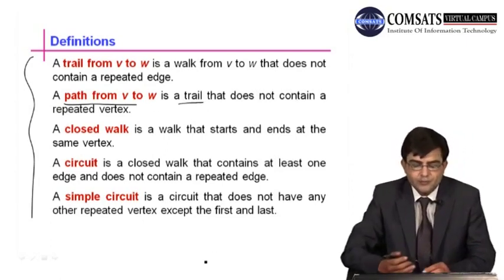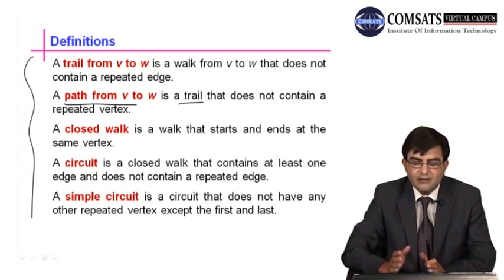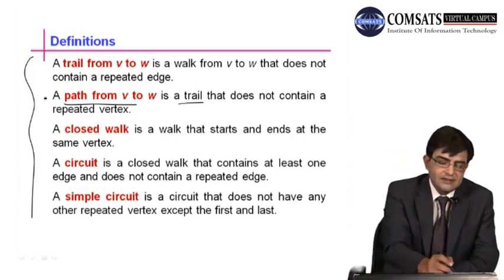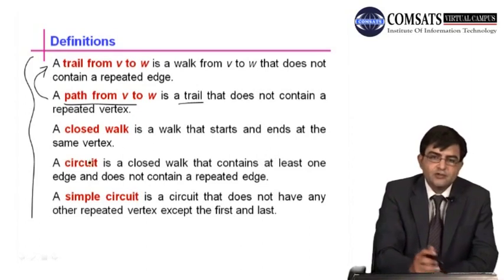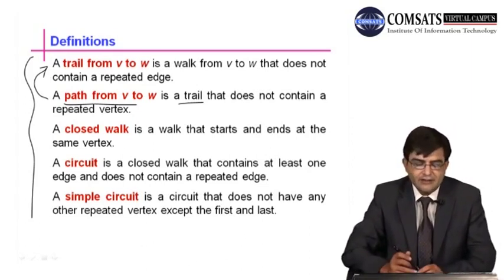To investigate whether a given walk is a path or not, first we have to check whether it is a trial, that is, there must not be a repeated edge. Then we check there is not any repeated vertex, because this is a sub definition of trial. So first a walk should be a trial, and then we investigate whether it is a path or not.